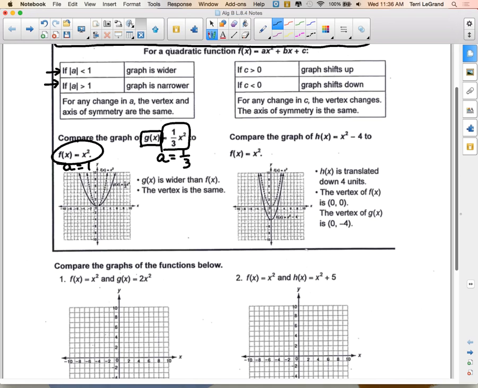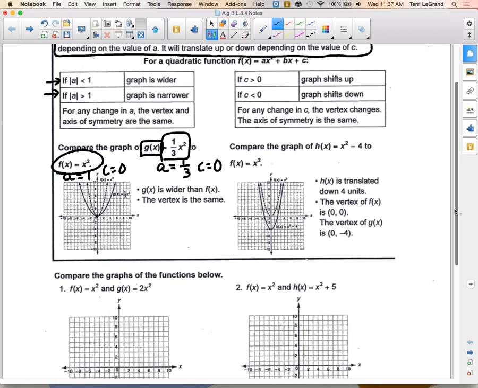And notice the vertex stayed the same. In other words, it did not move up or down. Why not? What are their C values? They have a C value of 0, which is their vertex, and they both have the same vertex, don't they? So it didn't slide up or down because they have the same vertex. So that's what happens when the a value changes. This is the only thing we worry about: the width or opening up and down.